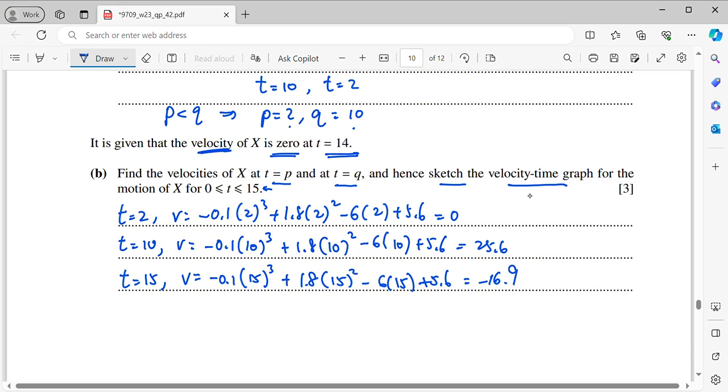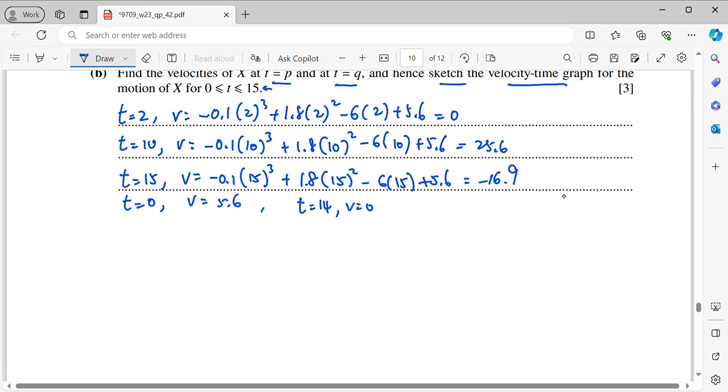Okay, and at the same time when t equals to 0, when t is 0, your v is first term 0, second term 0, third term 0, so means 5.6. So here I get another value, t equals to 14, my v is 0 as well. It's mentioned in the question. And now to sketch a graph from 0 to 15. Okay, so by referring to all these values, right?